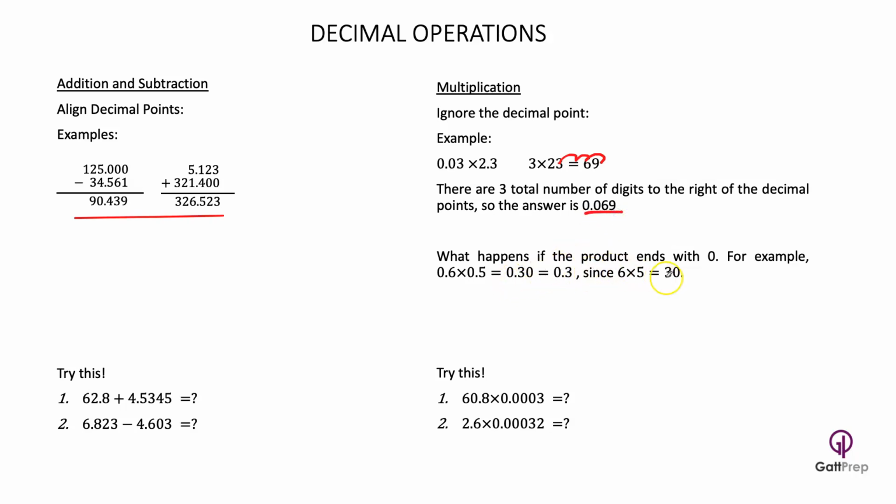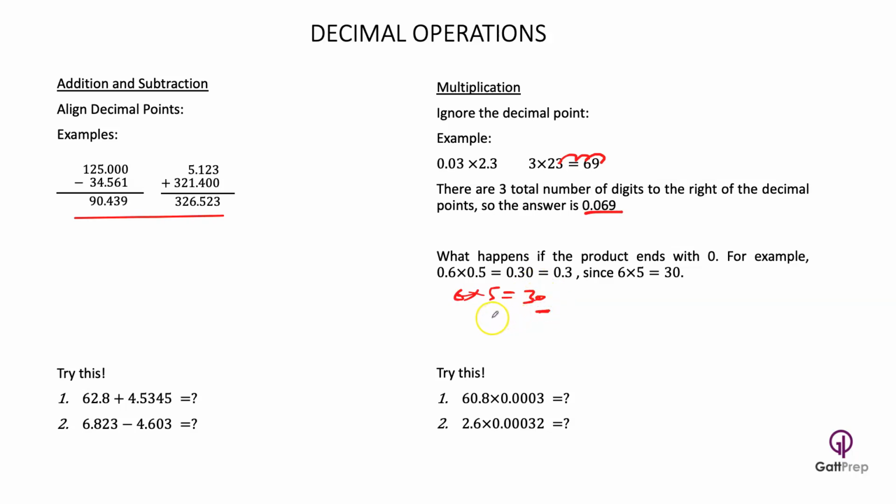Now, what happens if the product ends with 0? For example, 0.6 times 0.5. You ignore the zeros and the decimal points. 6 times 5 is what? 30. So you have this number ending with 0.